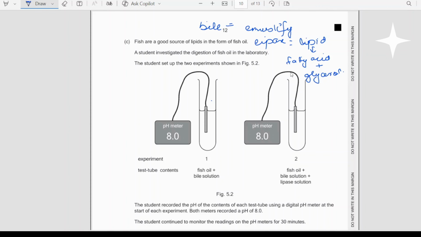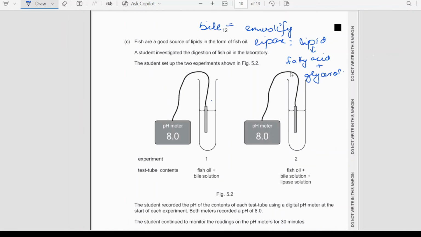Now what do you think, in which there would be more digestion? I'm just asking a random question. It's not related to the question, or maybe related, but I'm asking just for general knowledge. In which one of the test tubes would there be digestion? Exactly, because in the first one there is no lipase. So the lipids are converted into smaller droplets, but they are not converted chemically.